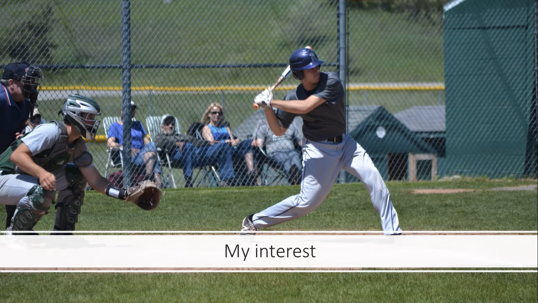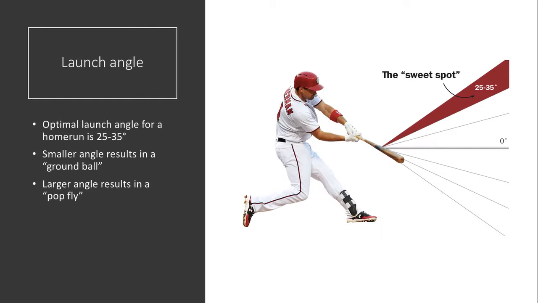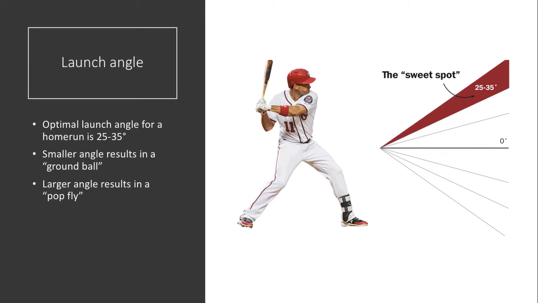So my interest in this is because I played baseball for many years, and I was always told that you just got to be strong to hit home runs. But it's important to see that there are actually many other aspects that go into this, and if you understand the physics, you actually might be better off in trying to hit home runs because it's not all just about strength. So one of these impacting factors is the launch angle.